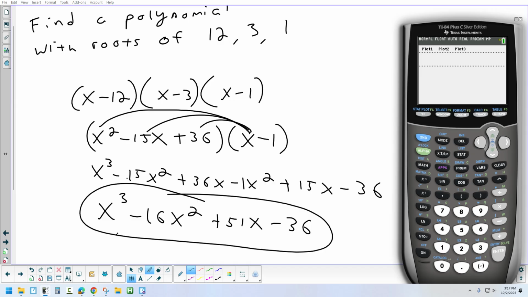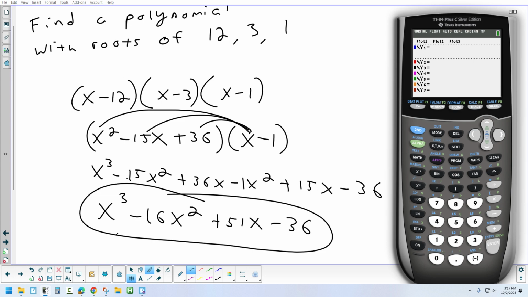Okay, we can't use the standard window because we got to look for the number 12. But that's okay. So we got x cubed minus 16x squared plus 51x. So that's probably going to go way off the screen, but we don't care how high it goes. I just need to see the 12. What was it? 12, 3, and 1. So let's put our x max at like 15. Hopefully we have 12, 3, and 1.